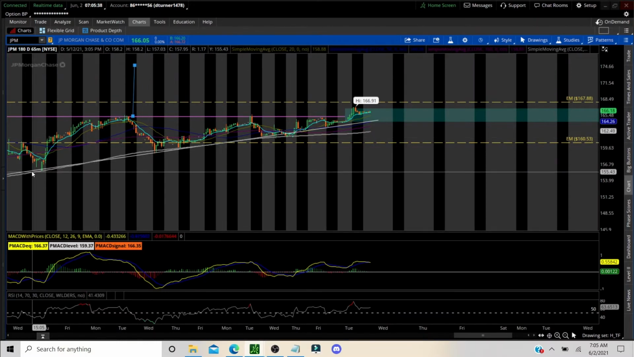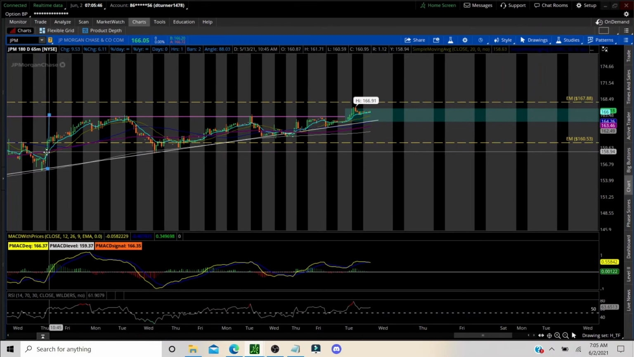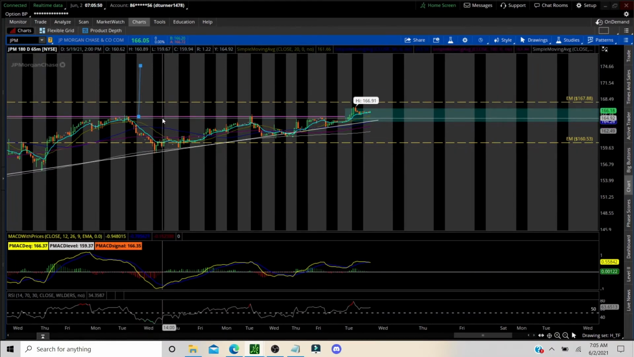All right, if you don't know about that, you take the widest point of the triangle to the neckline, the breaking point, draw a line, and then take that line and put it on the breakout area. All right, so if JPM holds here, and all the other banks, they pretty much look the same. Bank of America, Goldman Sachs, XLF. So check that out.